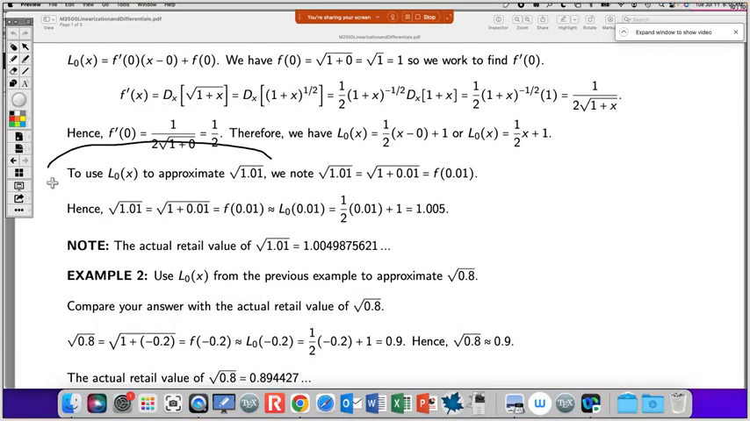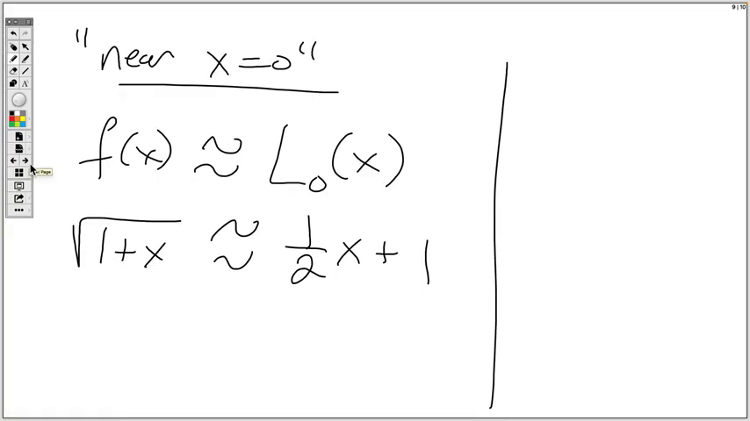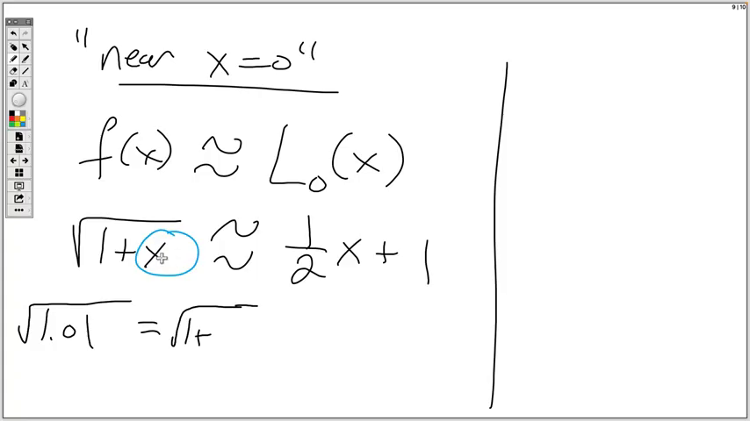So let's look at what they want us to do with that. Use L naught to approximate the square root of 1.01, and then we're going to use it to approximate the square root of 0.8. So if this kind of thing looks familiar, it is, because we did this a couple chapters ago. So let's say I want to do the square root of 1.01. First off, I need to write this as the square root of 1 plus something, because I got to figure out what the x is. You with me or not? Okay. So this is 1 plus what? Was it 1.01 or 1.1? I forget. Yeah, 1.01.